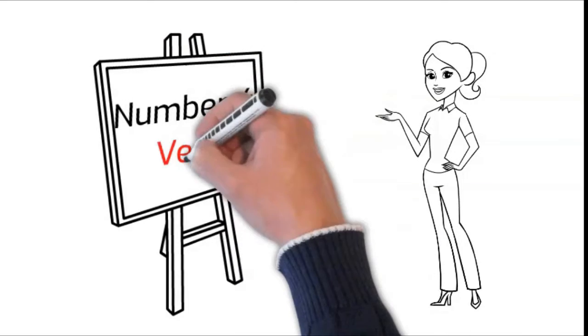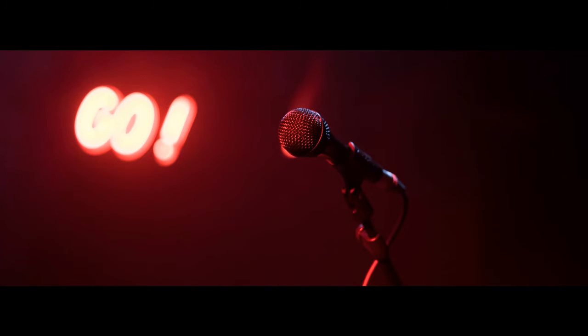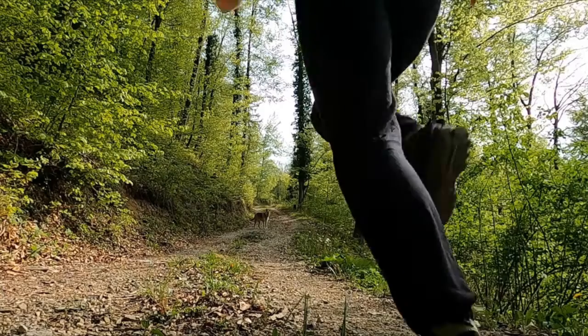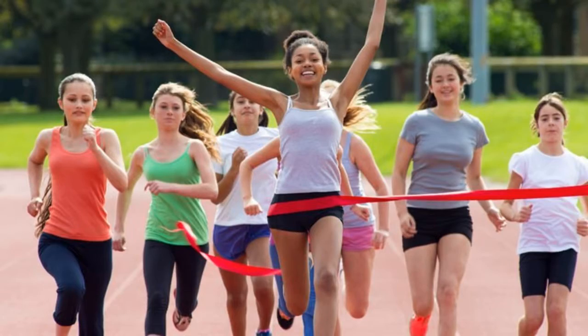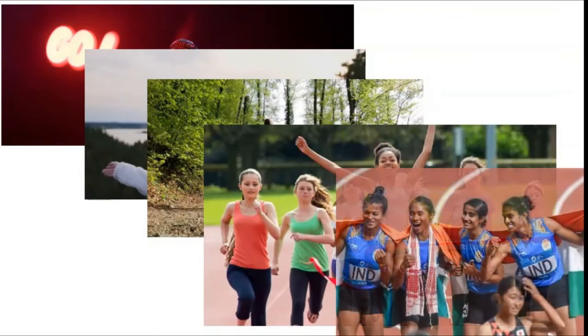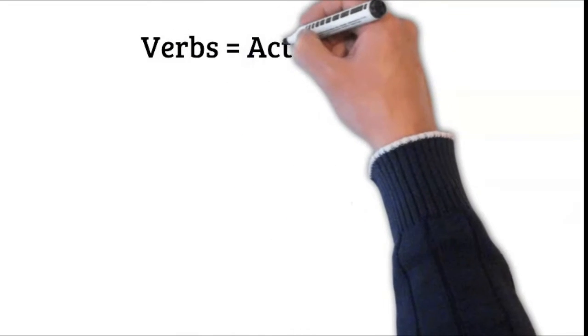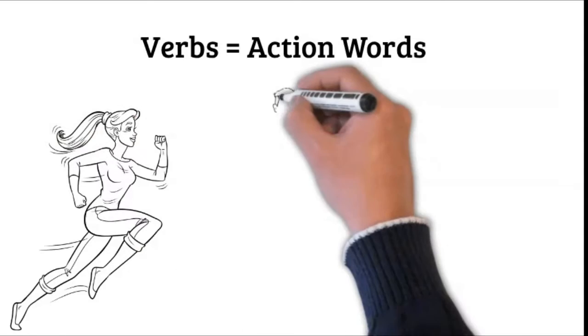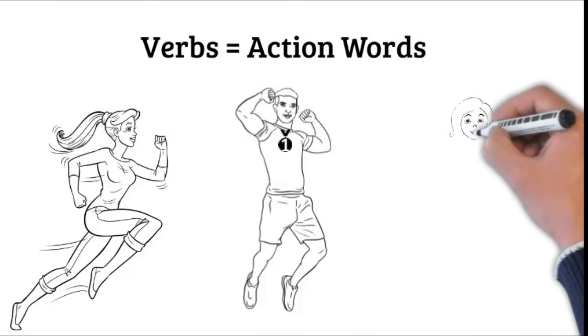Number 4. Verbs. Go. Be amazing. Run as fast as you can. Win the race. Congratulate every participant for putting in the work to compete. Here, go, be, run, win, congratulate, and compete are verbs. Verbs are words that describe specific actions like running, winning, and being amazing.